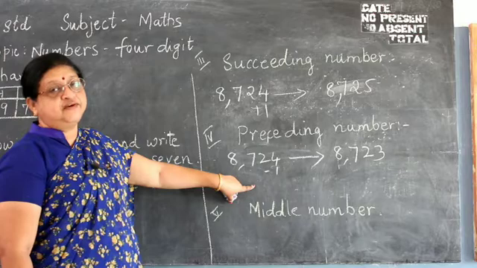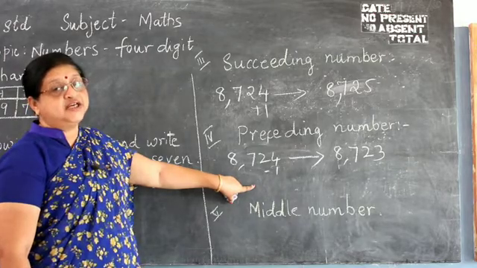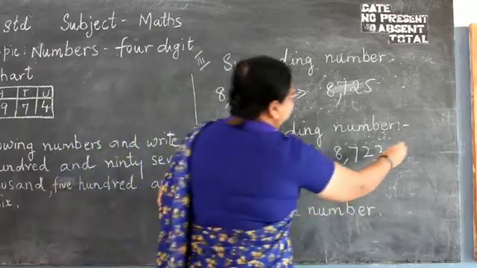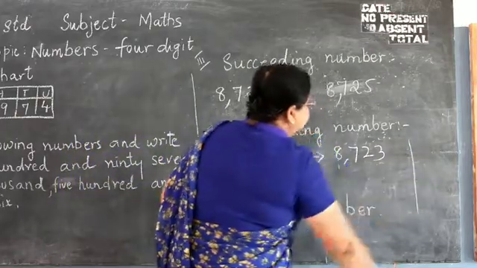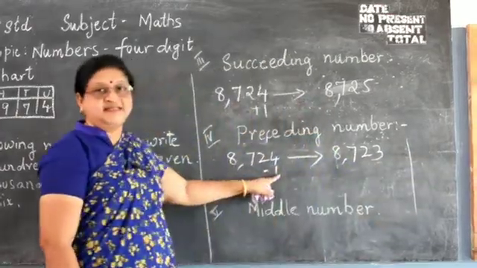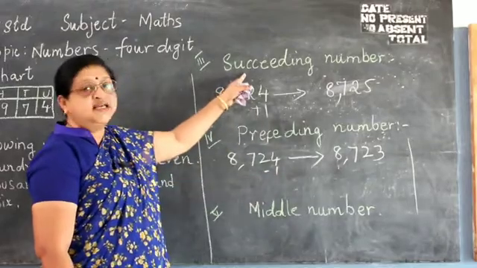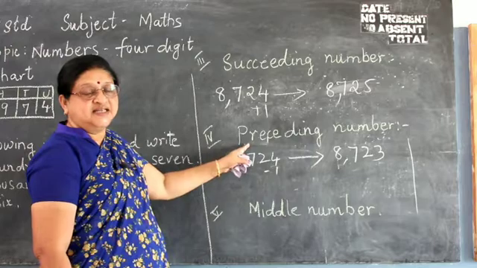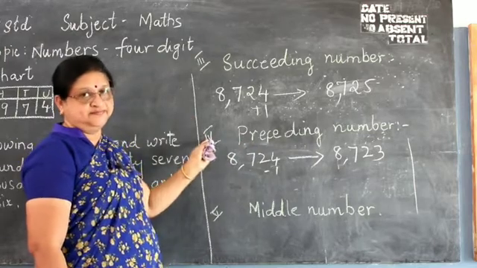If you find you are not able to check it orally, then just put it in the rough column. Make a rough column here in your exam sheet or classwork and do the minus. So this is succeeding, which means what comes after, and preceding, what comes before. Okay.